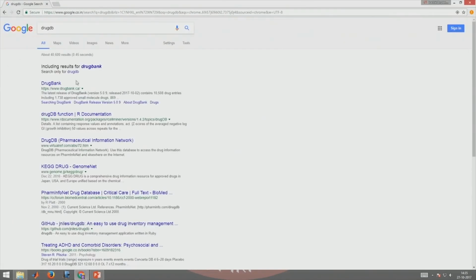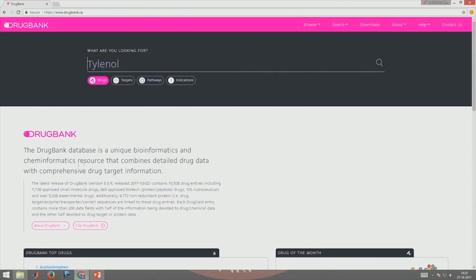Okay. So, there is this DrugBank which contains a large number of drugs that are currently in the market. So, it contains 10,508 drug entries, that means these are approved by FDA and they are in the market, including 1738 small molecule drugs, and so many biotech drugs. Okay. So, all these are there.